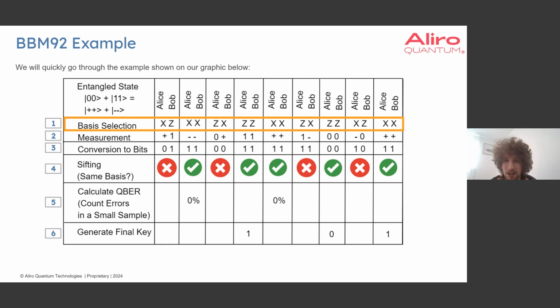So we're going to start at the second row, which is the first step of BBM92, and then work our way down through each of the steps. First, Alice and Bob use their quantum random number generators to select a measurement basis for each qubit that they received. We see that for the first pair, Alice and Bob got the X basis and Z basis respectively. For the second pair, they both got the X basis, and so on.